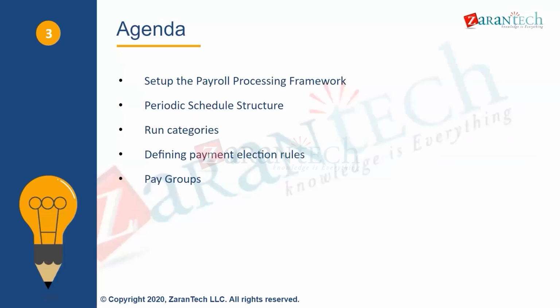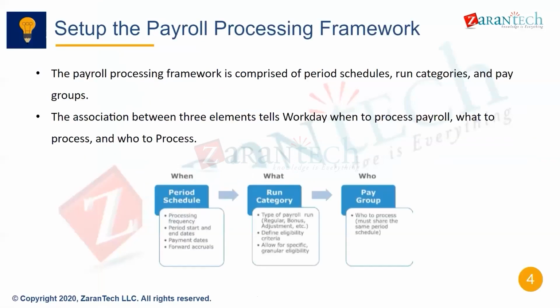Now, what actually comes into the payroll processing framework? There are three basic pieces, or three building blocks, what we call them: when, what, and who. So when is the period schedule. The period schedule is basically a pay calendar, which at bare minimum will have a period begin date, period end date, and payment date.